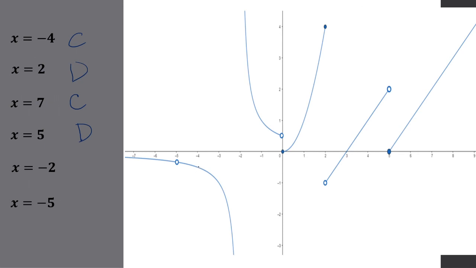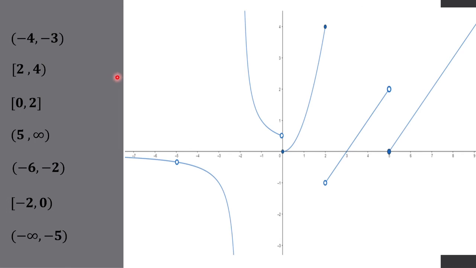X is equal to negative 2 is here. We can see that there is a vertical asymptote since the right-hand side is moving to positive infinity and the left-hand side is moving to negative infinity. Therefore, at x is equal to negative 2, we are discontinuous. And for x is equal to negative 5, we can see a hole at x is equal to negative 5. So this is also discontinuous.